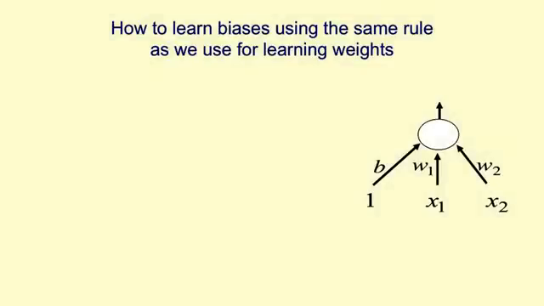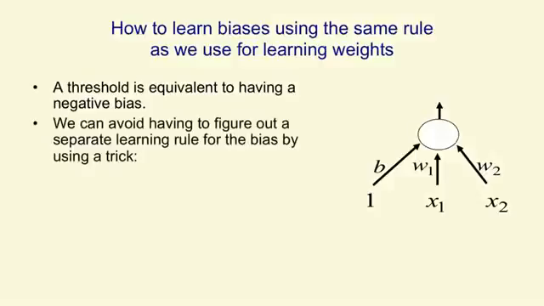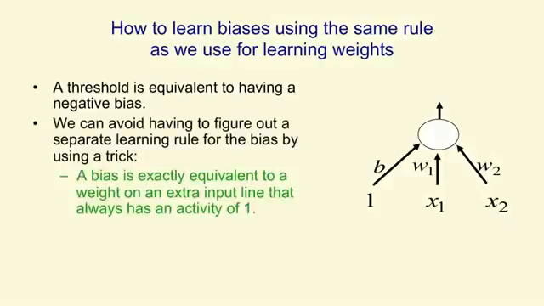We don't want to have a separate learning rule for learning biases, and it turns out we can treat biases just like weights if we take every input vector and we stick a 1 on the front of it, and we treat the bias as the weight on that first feature that always has a value of 1. So the bias is just the negative of the threshold, and using this trick we don't need a separate learning rule for the bias. It's exactly equivalent to learning a weight on this extra input line.